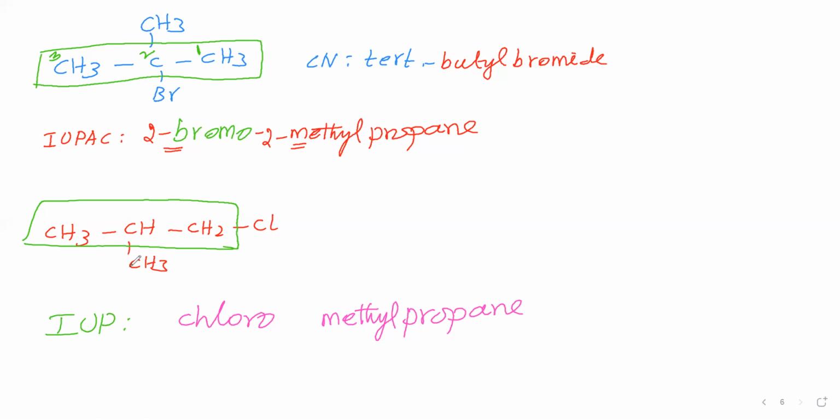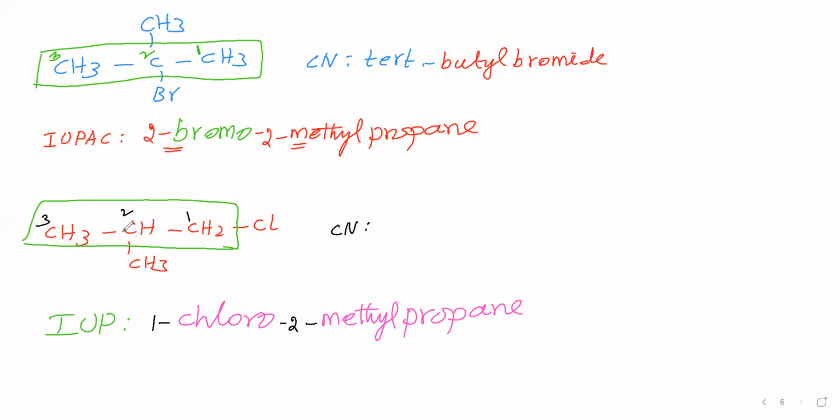Therefore, let us give numbering from this right side. Numbering we are giving to parent chain carbons. So this chlorine is attached to parent chain carbon 1, therefore 1 chloro. This methyl is attached to parent chain carbon 2, therefore 2 methyl. So this name is 1 chloro 2 methyl propane. Then what is the common name for this compound? That we will see.